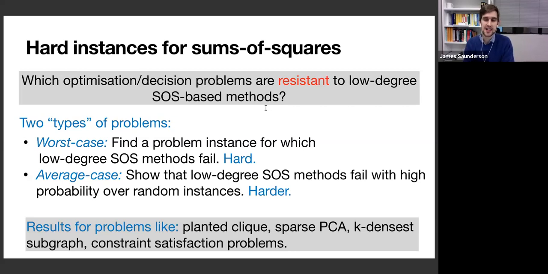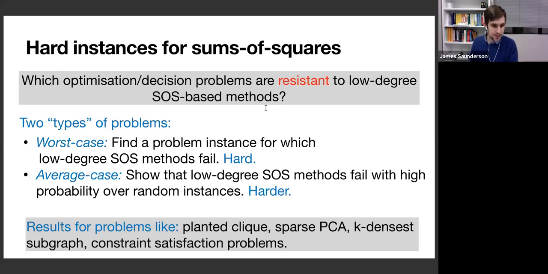An even more challenging setting, and it's one where there's been a bunch of really interesting work, is the average case setting. This is where you have a problem and you say, even for random instances of this problem, we can show that with high probability, low degree sum of squares methods fail to do anything particularly useful. It's even harder to do this because you don't have to just reason about one bad instance, but you've really got to get a high probability statement over a whole lot of instances. So it's quite a challenging setting.